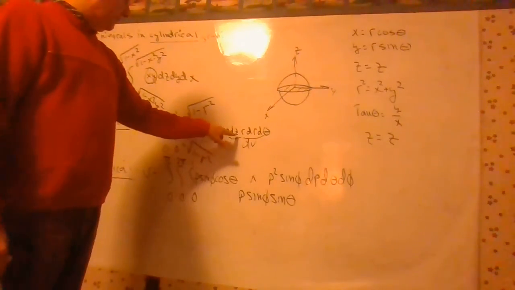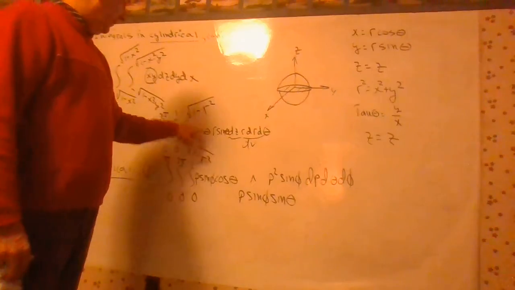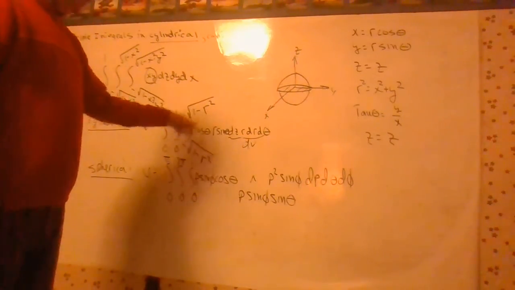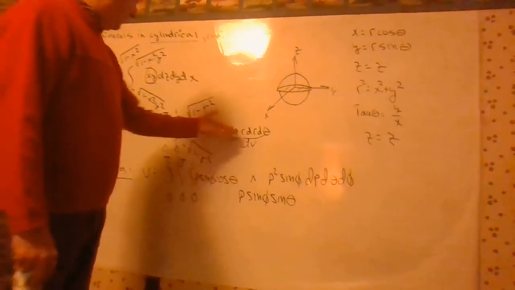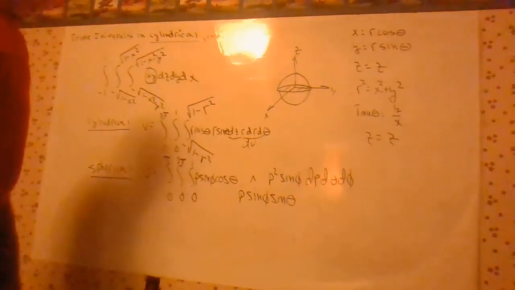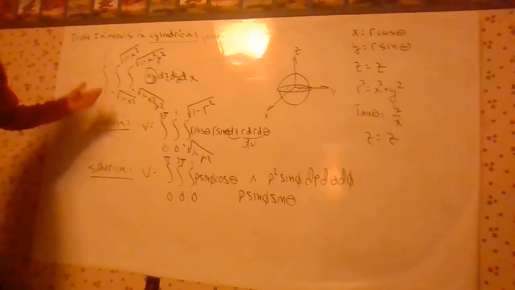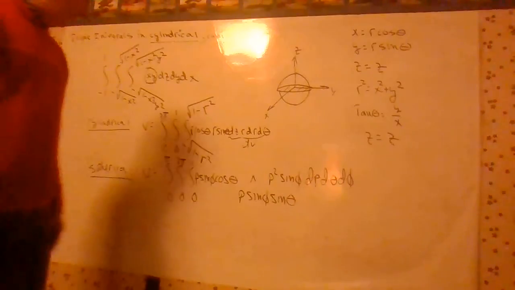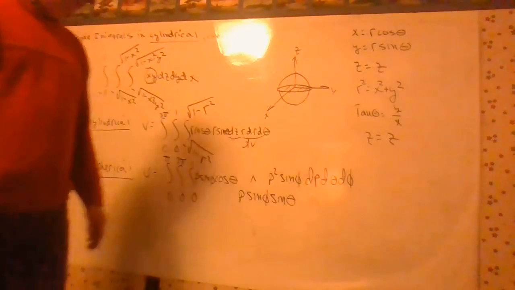This is constant with respect to z. You get z from here to here. Okay, plug that in, and it could be a difficult integral in cylindrical, but spherical would actually probably be pretty easy.